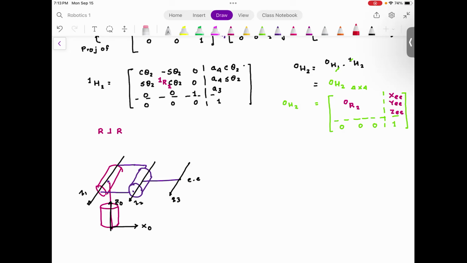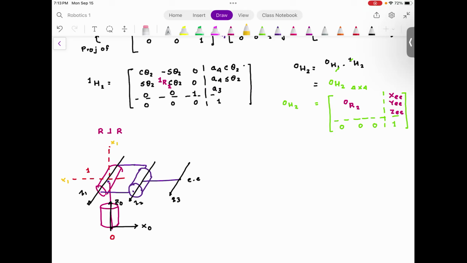Now I have a choice. So I want you to look at this first frame. This is my 0th frame. This is my first frame. Now, should my X1 go upwards or should my X1 go in the right or left direction? Please understand, I know my Z1 is along the joint, but I have a choice for X1. I can have X1 here or I can have X1 here.